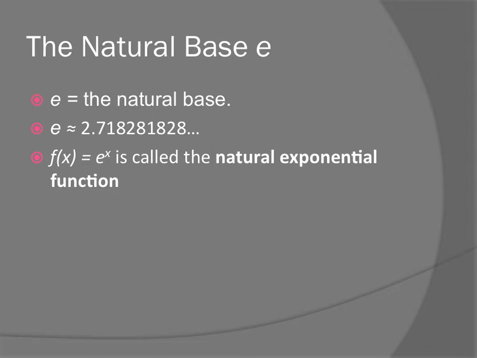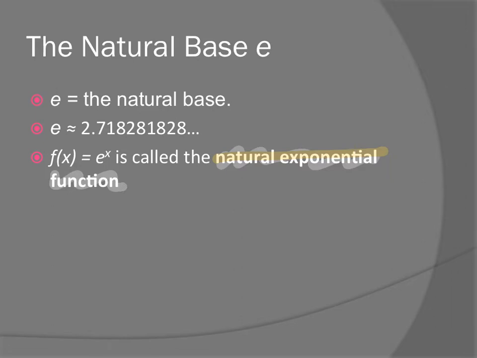Your calculator has a little E button on it. If you just did E to the first, you would see that the number doesn't end, it doesn't repeat. And f of x equals e to the x is called the natural exponential function. So natural exponent because it's natural number, e, exponential because it's raised to an exponent, function because it has f of x.